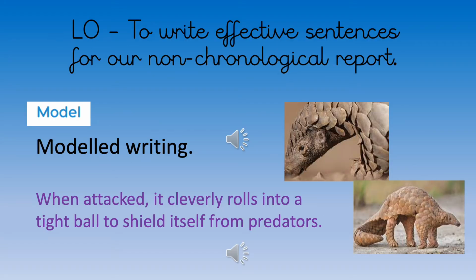Modelled writing. When attacked, it cleverly rolls into a tight ball to shield itself from predators. Can you replace the word for cleverly rolls, which is the verb, and the other one, which is to shield or protect itself? Do you have some better words for that? Maybe you could change the way that the sentence begins too.